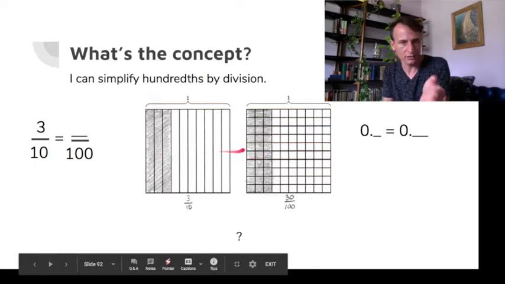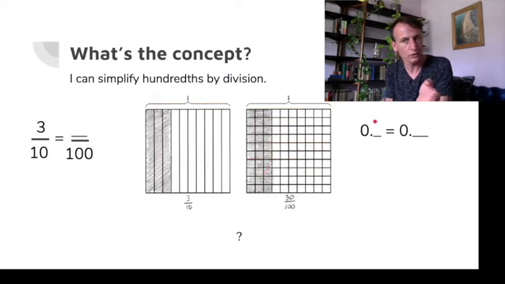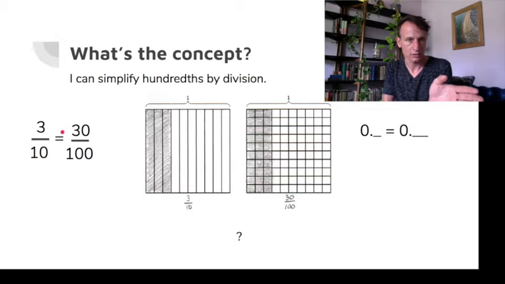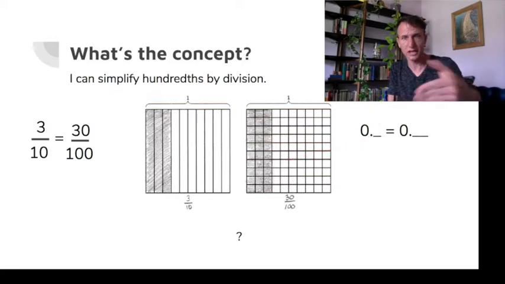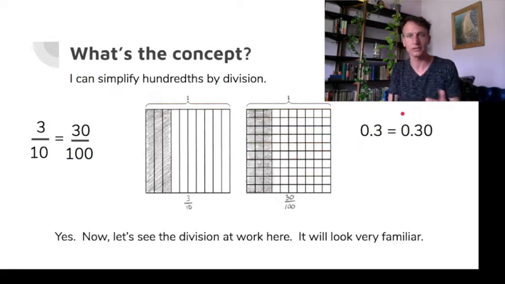This is 3 dimes. This is 30 pennies. 3/10, 3 dimes, 30 cents, 30 pennies. 3/10 equals 30 hundredths. In the area model here, 3/10 equals 30 hundredths. Over here in decimal land, 3/10 equals 30 hundredths.